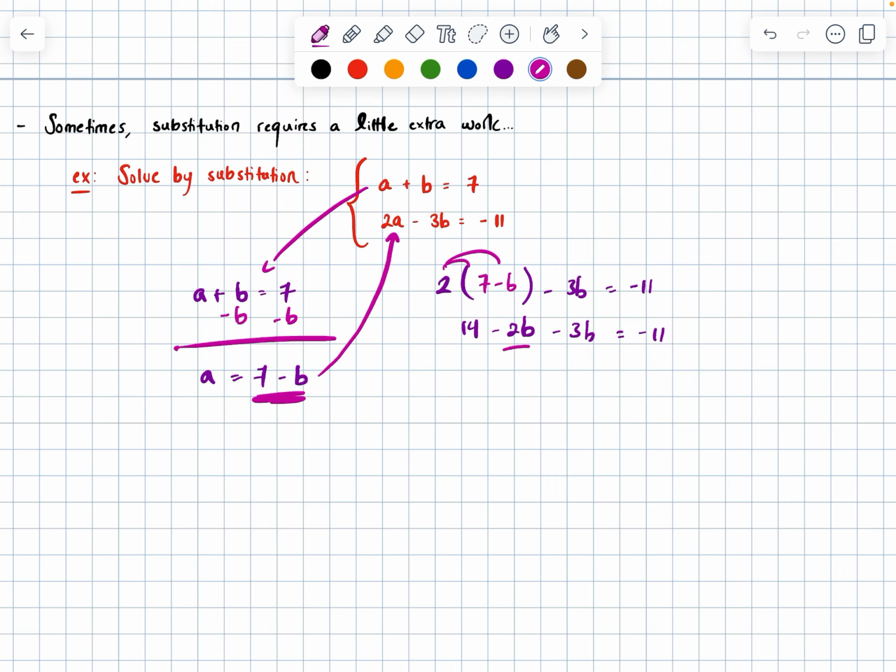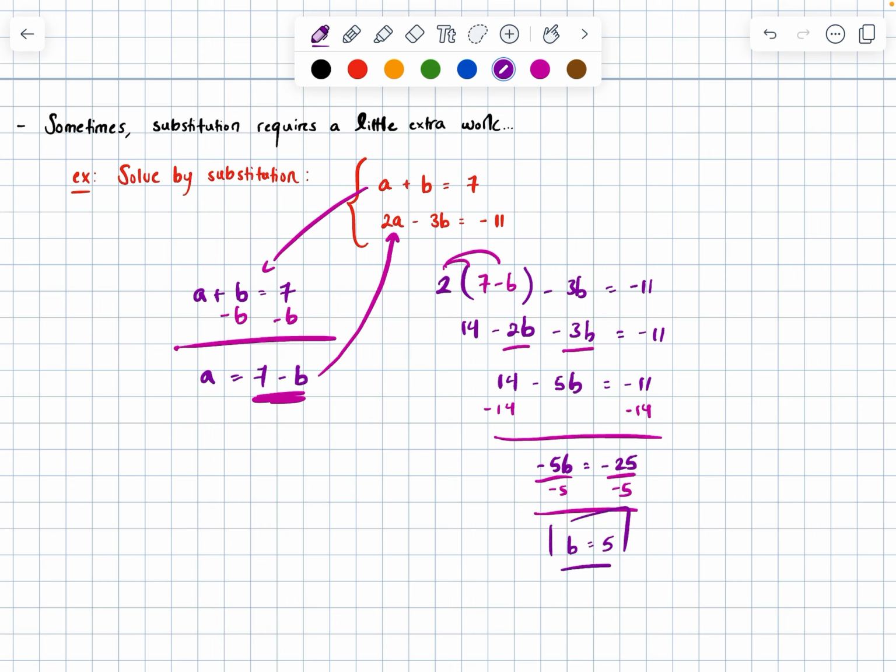From here, let's combine some like terms. Negative 2b minus 3b is negative 5b. So 14 minus 5b equals negative 11. To get b by itself, let's start by subtracting 14 from both sides. That gives me negative 5b is equal to negative 25. And then to get b by itself, all I need to do is divide both sides by negative 5. b is equal to positive 5.